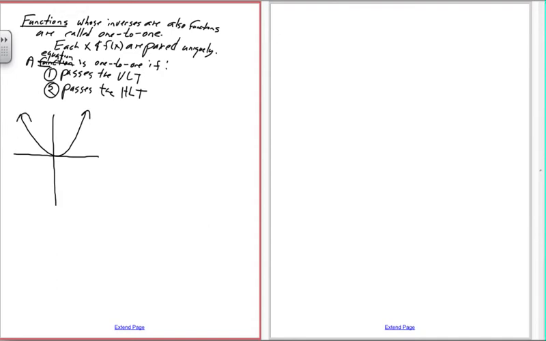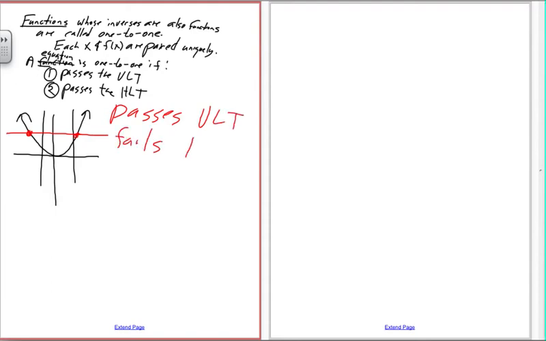Okay, this thing passes the vertical line test. That's not a problem. However, if you pass a horizontal line to it, you see it hits at 2 points. So this thing passes VLT, fails HLT, so it's not 1-to-1. Or another way of saying this is its inverse is not a function.